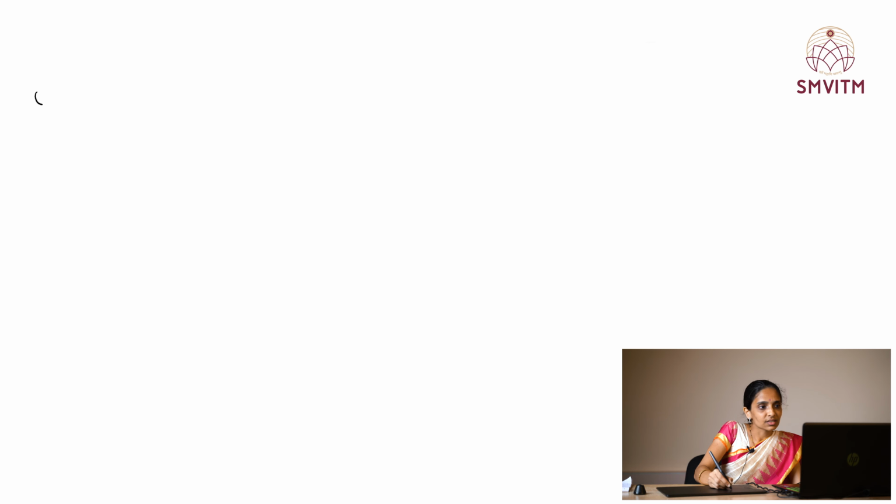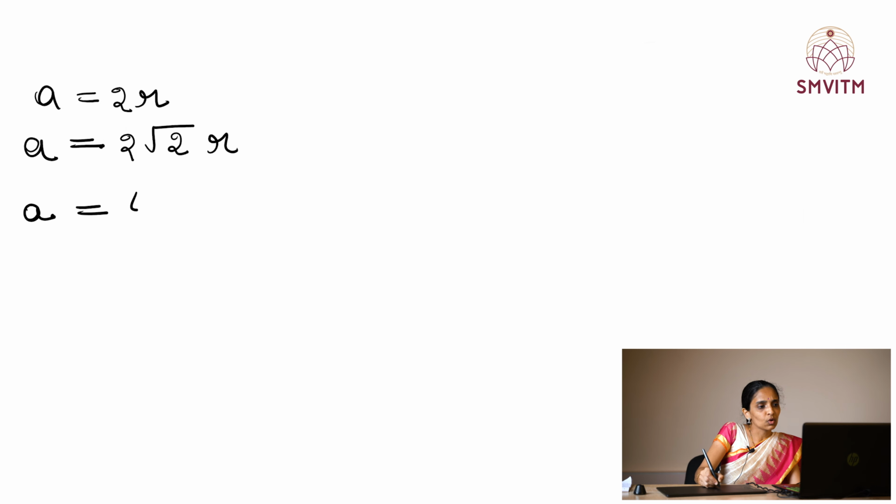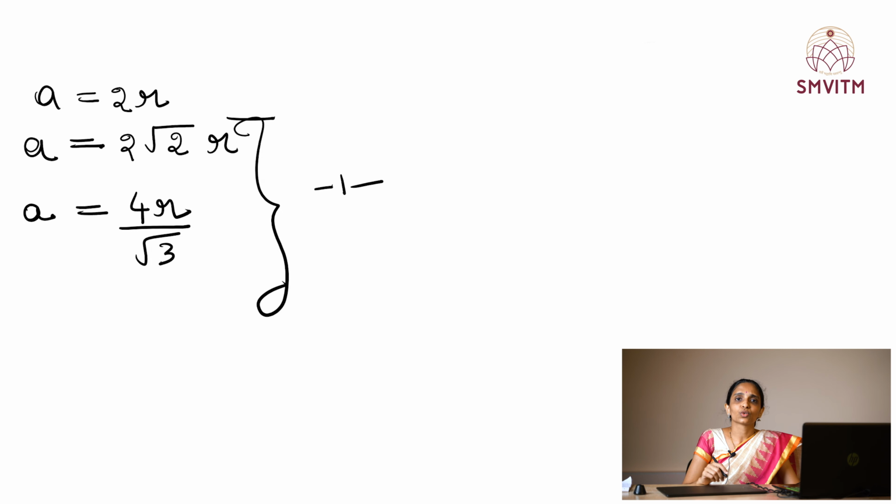You know that for a simple cube, A is equal to 2R, for an FCC, A is equal to 2 root 2 R, and for a BCC, A is equal to 4R divided by root 3. So, if you can derive till here, it will fetch you 1 mark. If you do it up to this point, you get 1 mark in the derivation.